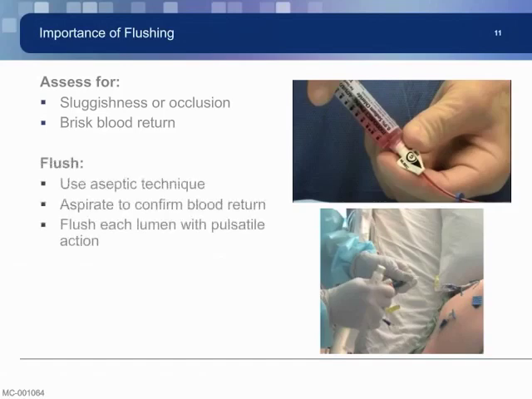When you flush your line, you will want to use an aseptic technique. Aspirate to confirm blood return and flush each lumen with pulsatile action. Always assess each lumen or the lumen that you will utilize before and after all medication deliveries in the manner stated.